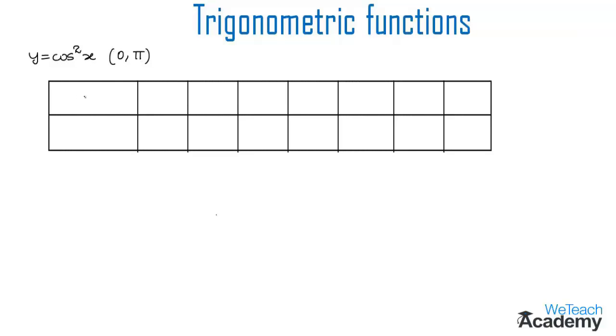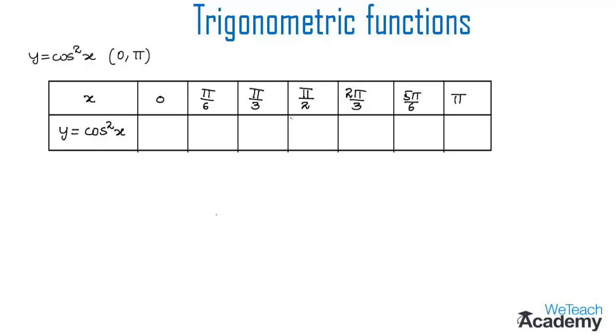First, let us write the values of x in the first row, and in the second row, let us find the values of y for the equation y equal to cos square x. Now, let us write the values of x which lie between 0 to pi in the first row. We begin with 0, and then the next radian will be 30 degrees, which is pi by 6, then 60 degrees, which is pi by 3, and the next is 90 degrees, which is pi by 2. Then we have 120 degrees, which is 2 pi by 3, then 150 degrees, which is 5 pi by 6, and at last pi, that is 180 degrees.